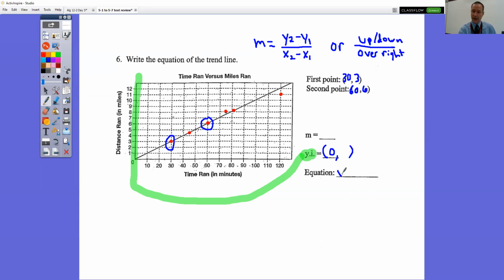For your equation, you're going to have to write the equation. Equations always start off with y equals, and then you need an x. Whatever your slope is goes in front of the x, and then whatever your y-intercept is goes after the x as your plus or minus.